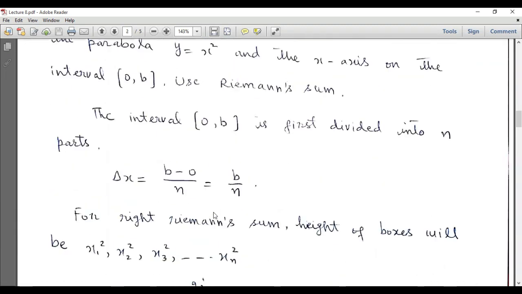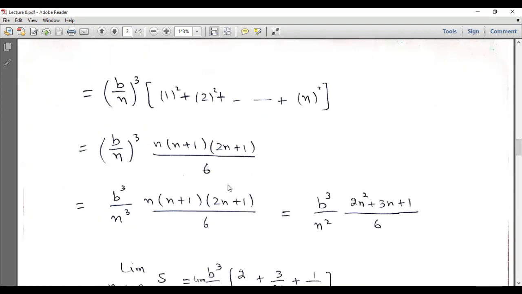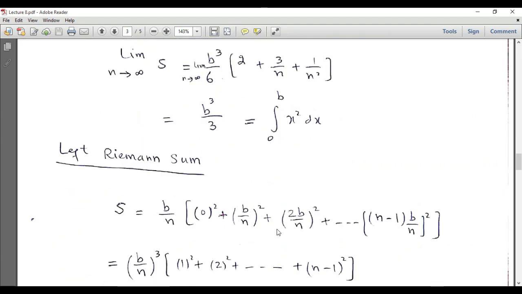So in general, if we take the integral of x square, it is equal to x cube over 3, and if we put the limit of 0 to b, we will get the answer b cube over 3, and that is the same answer which we have obtained using right Riemann sum for infinite number of samples. So it means the Riemann sum is similar to the integration. Okay, so let's again solve this example using a left Riemann sum.